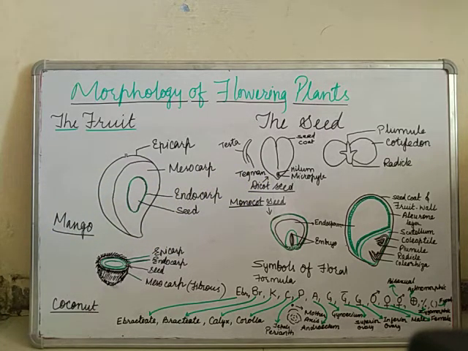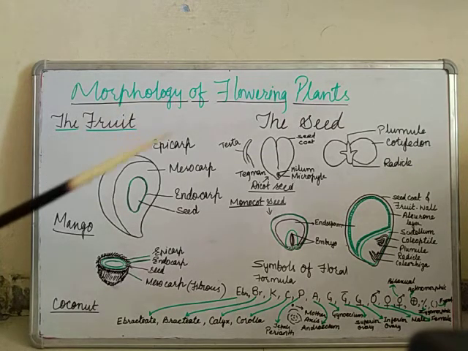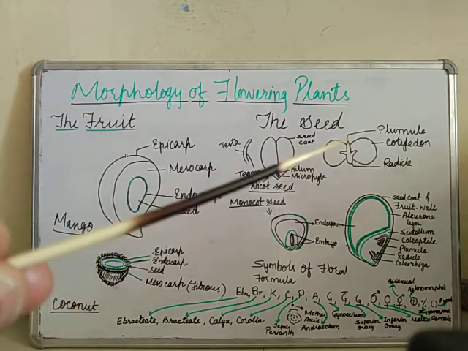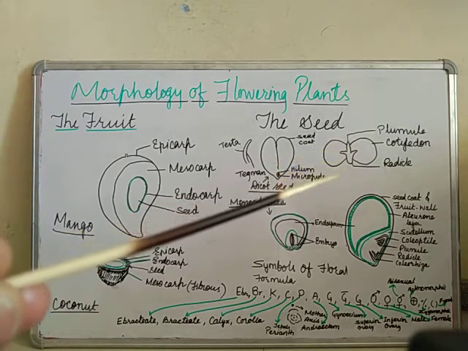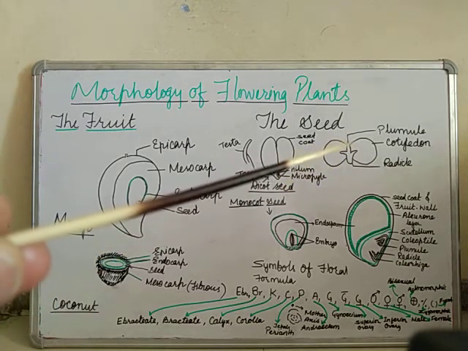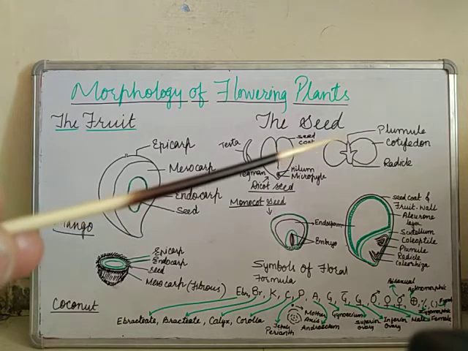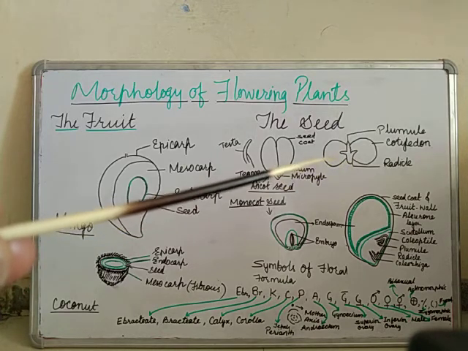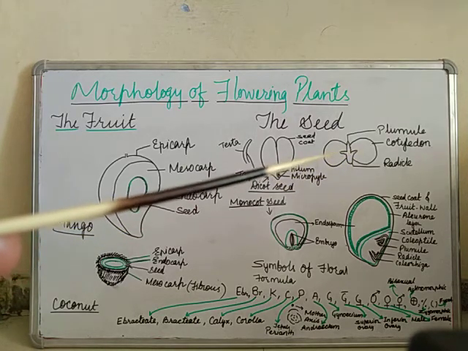Before fertilization, the micropyle serves as an opening for the passage of the pollen tube, which brings the male gametes. Now next, if we split the seed of the dicot plant, you can see there are two cotyledons. The entire part from plumule to radicle is called the embryonal axis. The upper part is the plumule, the lower part is the radicle, and these two are the cotyledons.